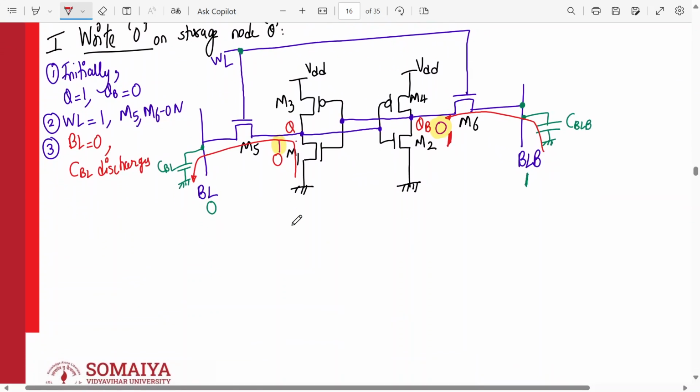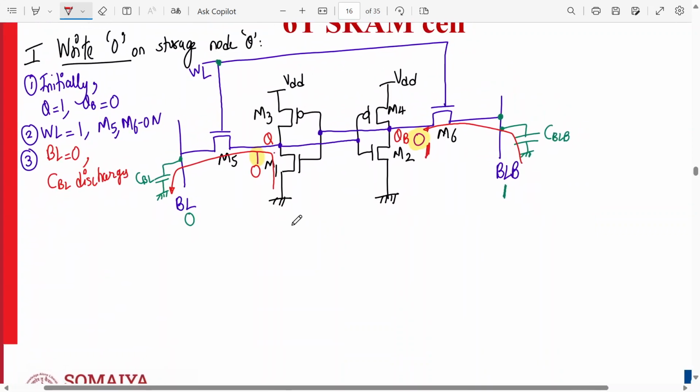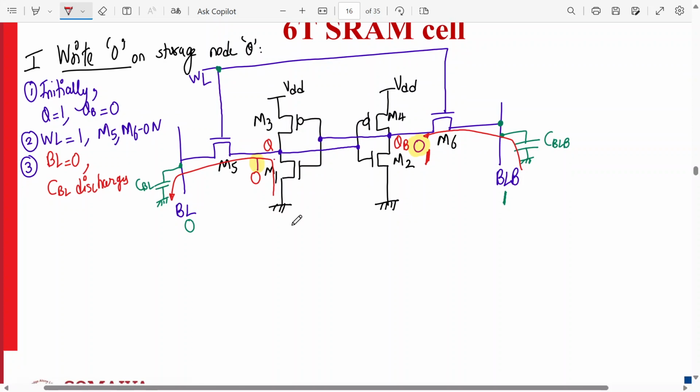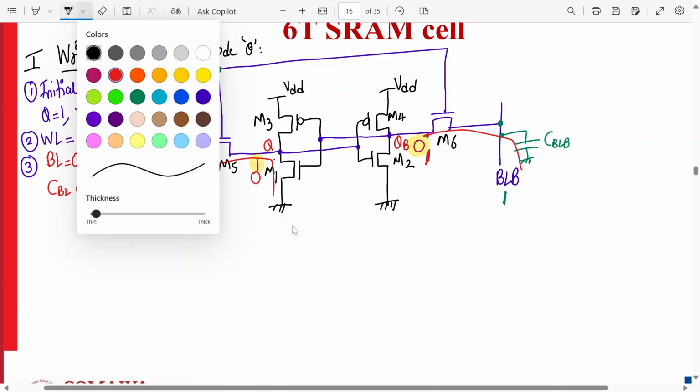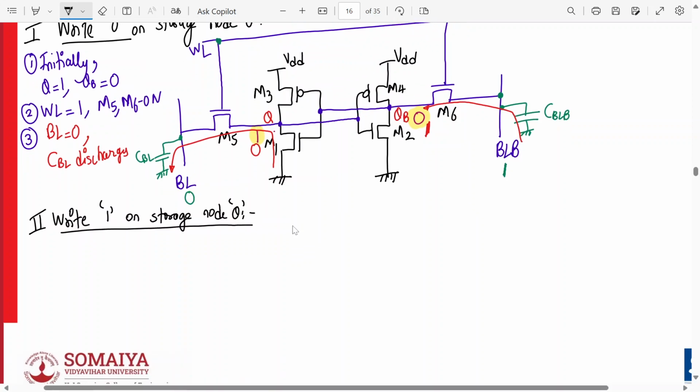Agree? Everyone? Now can we go for write 1 operation? Yes or no? Okay, so next we go for a write 1 operation on storage node Q. Can I explain it here? I mean, let me draw it. No problem.